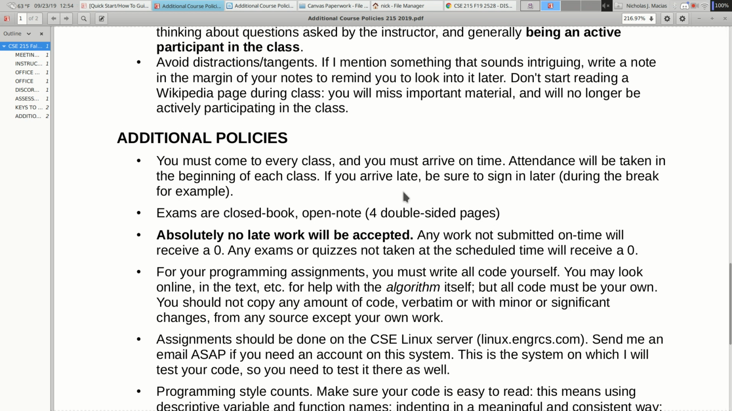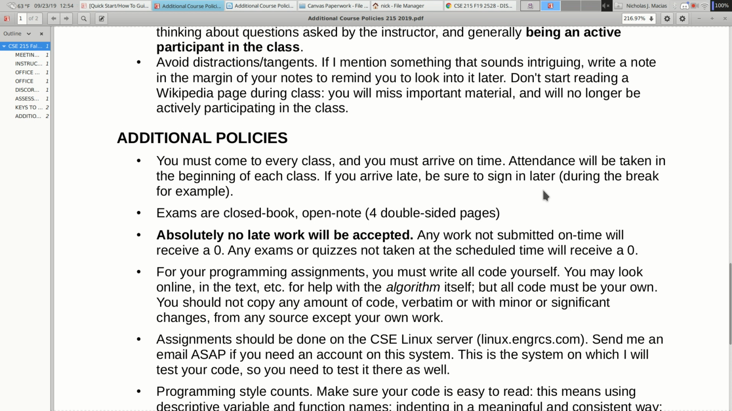Exams are closed book. I'll let you have 4 double-sided pages of notes. That should be plenty of notes. I don't want it to be a limit, but I don't want to say open note because then people don't study and they just bring in 100 pages of notes and spend the whole time flipping through it. So 4 double-sided pages, closed book otherwise.